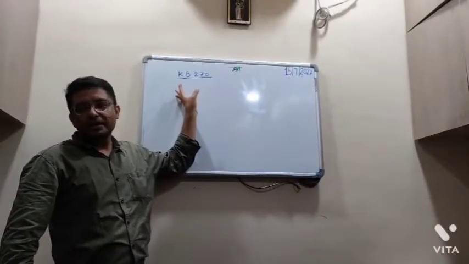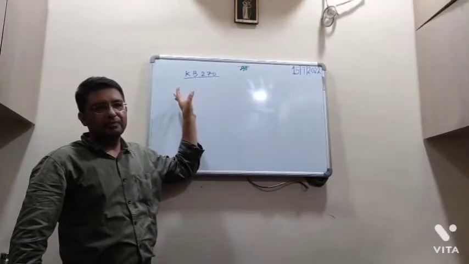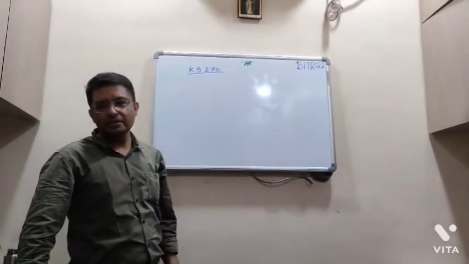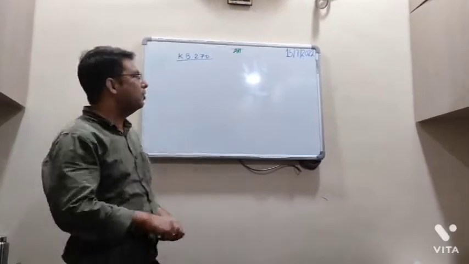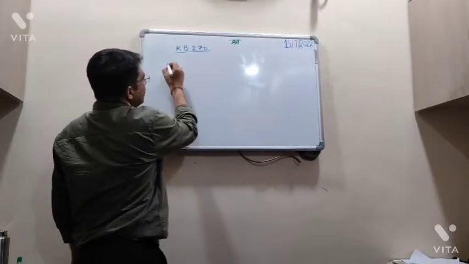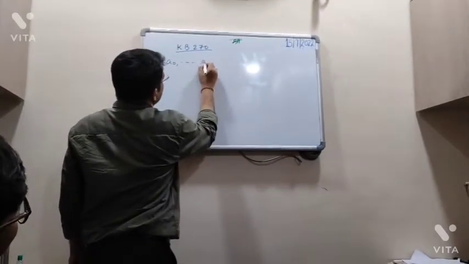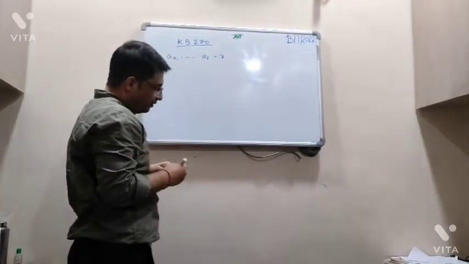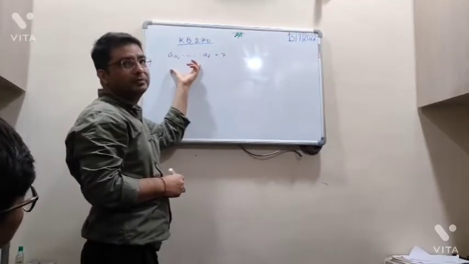So what we are going to discuss regarding KB-270, and in KB-270 what was our question? Regarding coefficients, right? So how many coefficients are here? It is having A0 to A6, means total 7. Now the question was from where these coefficients have come.